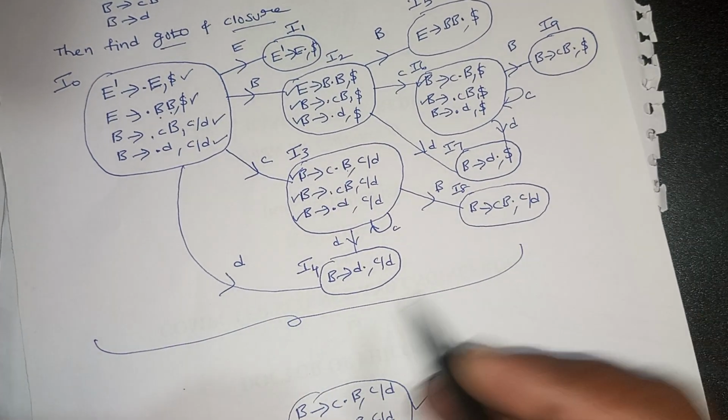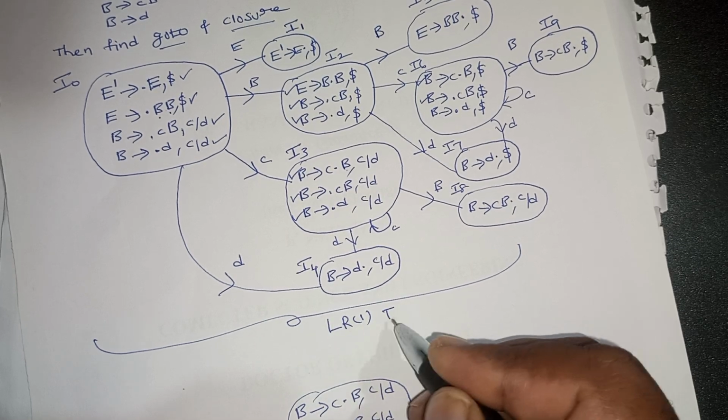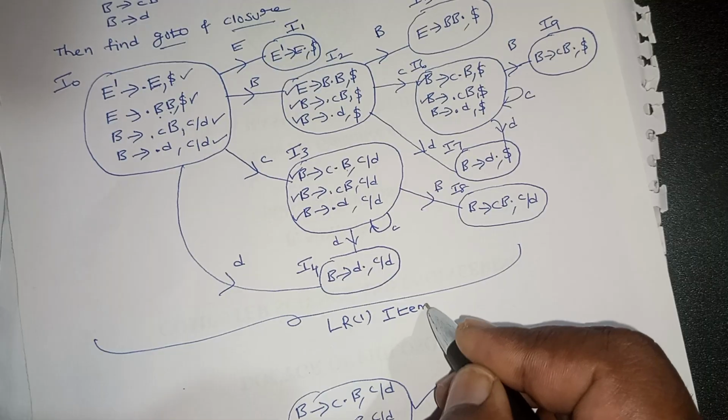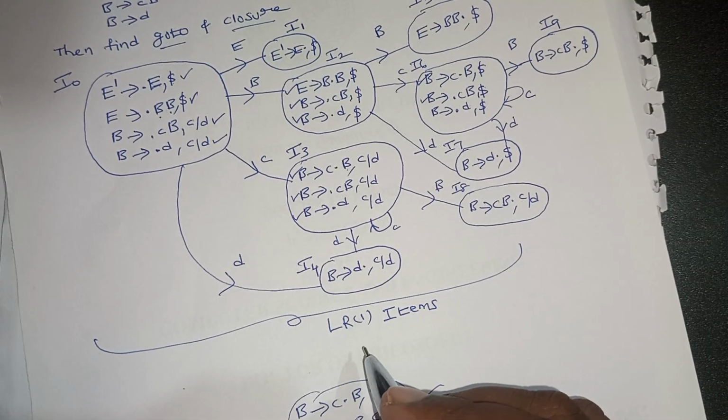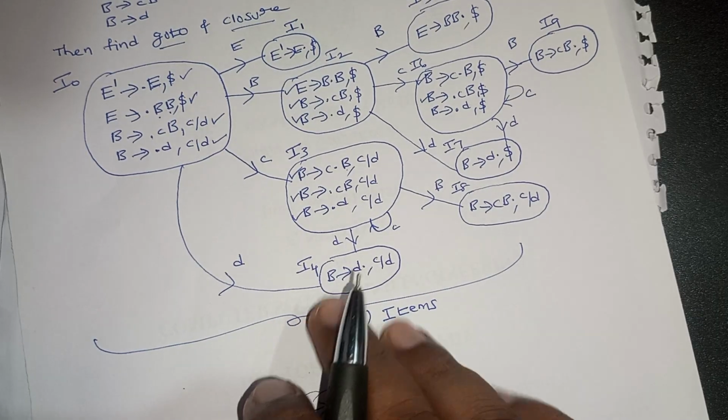These are called LR(1) items. Using these LR(1) items you have to construct the table. What is the table?